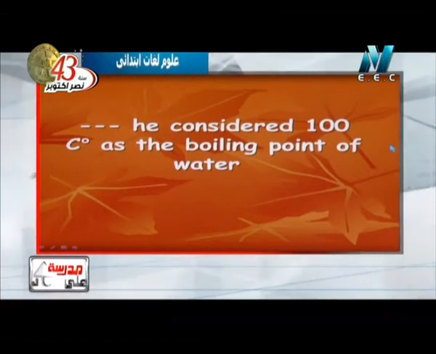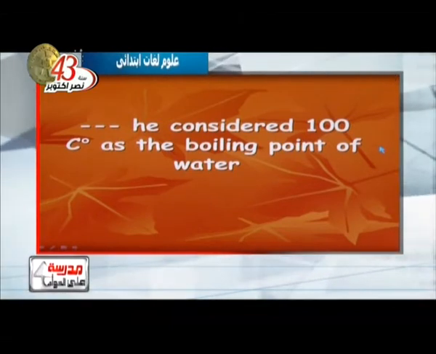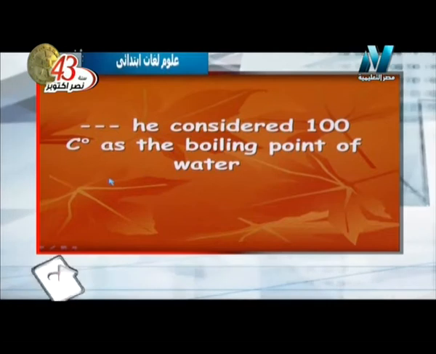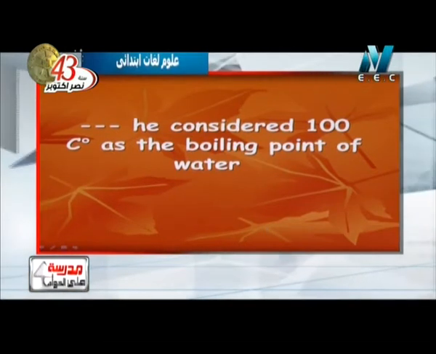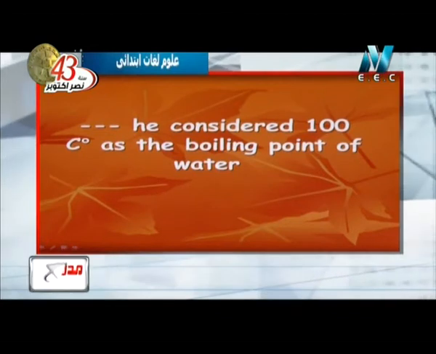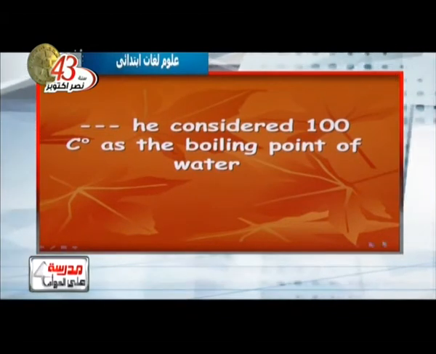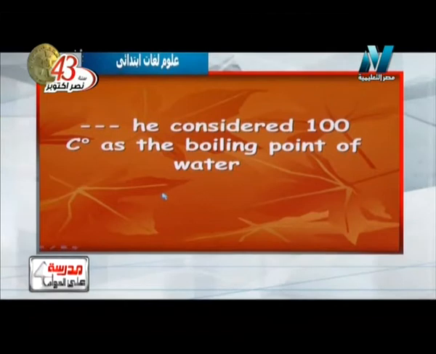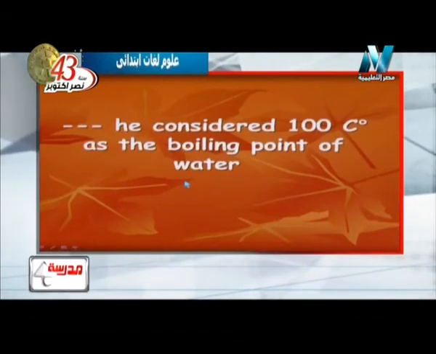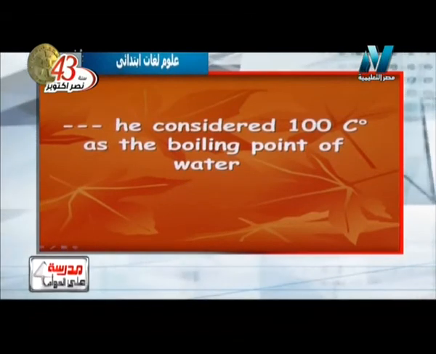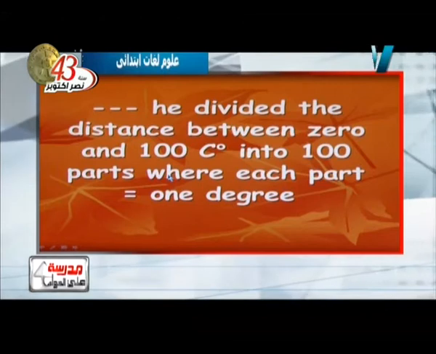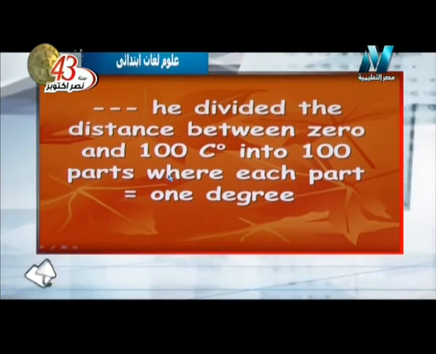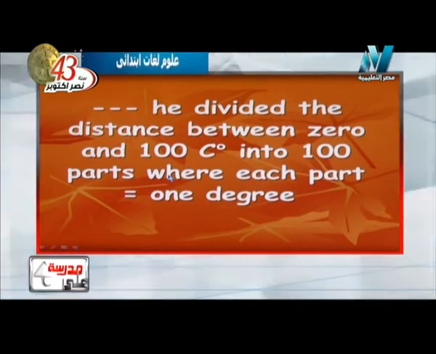Why from 0? Because 0 is the melting point of ice. And why does it end at 100 Celsius? Because 100 is the boiling point of water. Again, 0 is the melting point of ice, and 100 is the boiling point of water. And also, he divided the distance between 0 and 100 Celsius into 100 parts, each part is 1 degree.